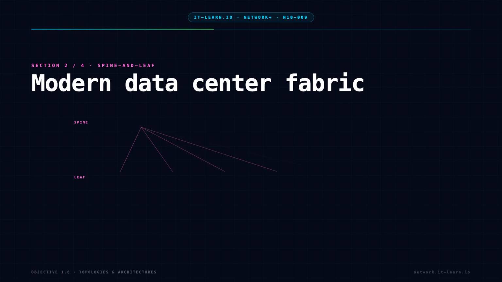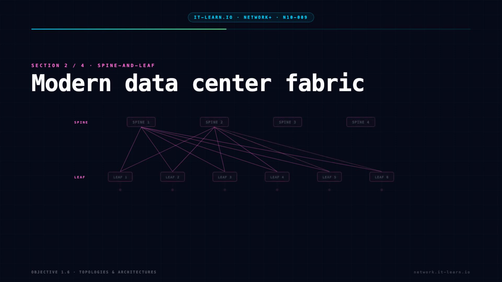Now let us discuss network architectures. The three-tier architecture is a traditional hierarchical network design consisting of three layers. The core layer is the backbone of the network. It provides high-speed switching and routing between different parts of the network. The core should be designed for speed and reliability with redundant connections.